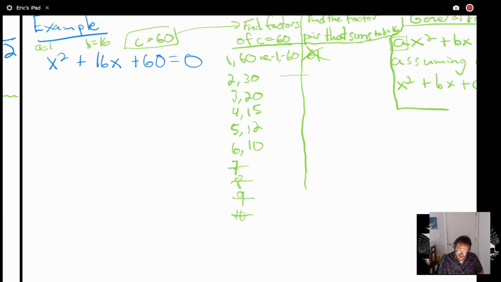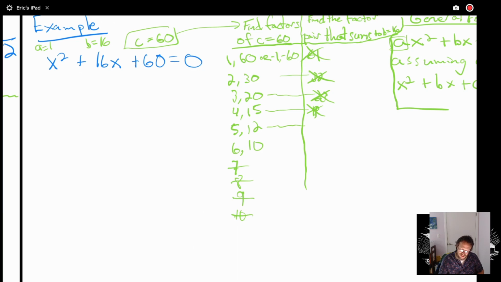2 plus 30, 32, right? And we've decided that we need a positive number. 32 is not equal to 16. 3 and 20, 23, that doesn't work. 4 and 15, 19. Oh, now we're getting close. 19 is pretty close to 16, but it's not 16.